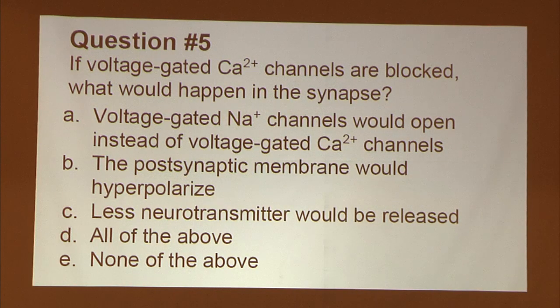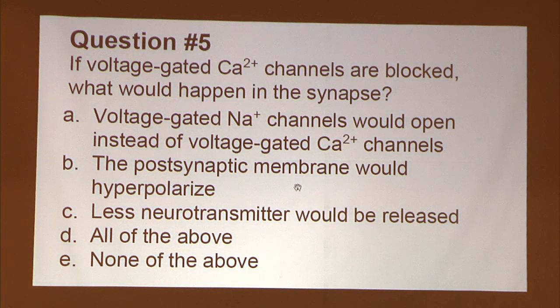Okay, so question 5 says, if voltage-gated calcium channels are blocked, what would happen in the synapse? A says voltage-gated sodium channels would open instead of voltage-gated calcium channels. Is that how that works? Do we just decide to open different channels? The answer is no. If calcium channels are blocked, then they are blocked, and we don't really have a mechanism to get around it. It's just something bad happened.